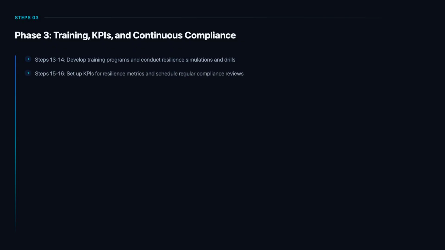Steps 15 and 16 establish performance measurement. Define key performance indicators for resilience metrics like recovery time, incident response speed, and testing coverage. Schedule regular compliance reviews to track progress and identify gaps. Steps 17 and 18 focus on documentation and audit readiness. Document all compliance efforts, risk assessments, incident reports, and testing results. Prepare audit packs and evidence portfolios for regulatory examinations.